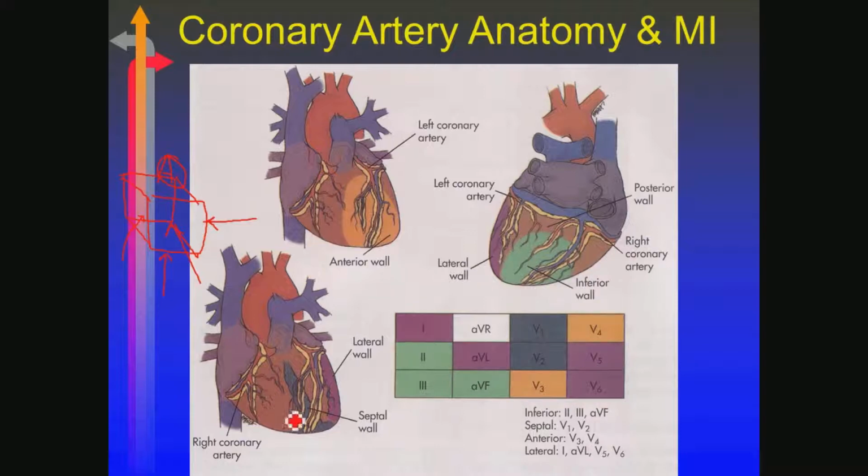Here we have the septal, in dark blue, V1 and V2. It's fed by the left anterior descending. We have the anterior wall, again fed by the left anterior descending, V3, V4. And everything that looks left: lead 1 looks towards the left shoulder, lead AVL looks towards the left shoulder, and V5 and V6 are along the lateral border, and they're all looking at the lateral wall. Okay. So you can see where the different leads point to in a specific direction.